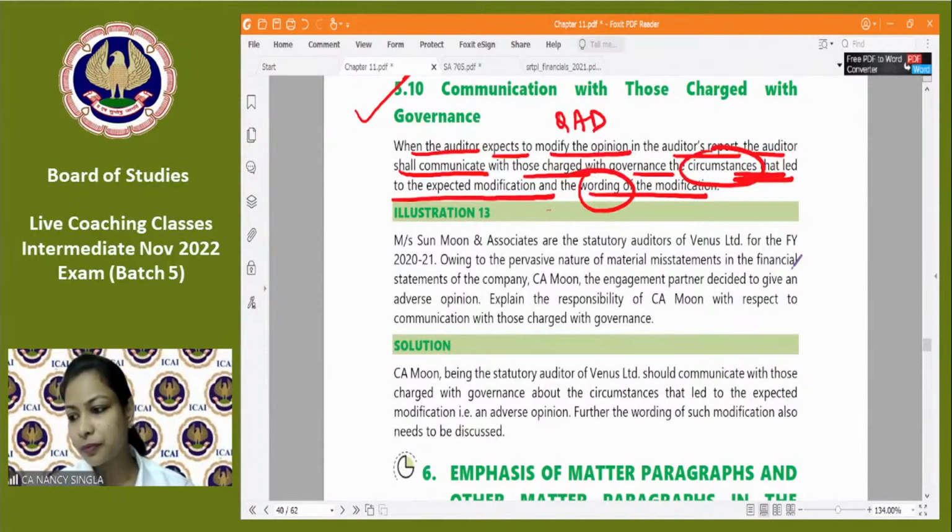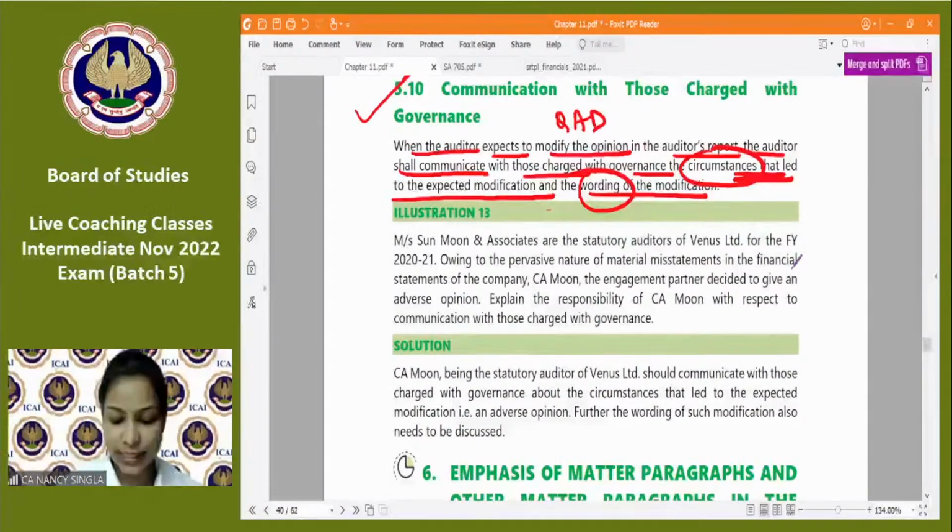Okay, is it clear? Let me just quickly have a look at your queries. Then I'll give just 5 minutes more to SA 705 to just bring it together and revise it. And then we'll start with SA 701. Let me just have a look at your query and send in your reply. Did you understand or not?